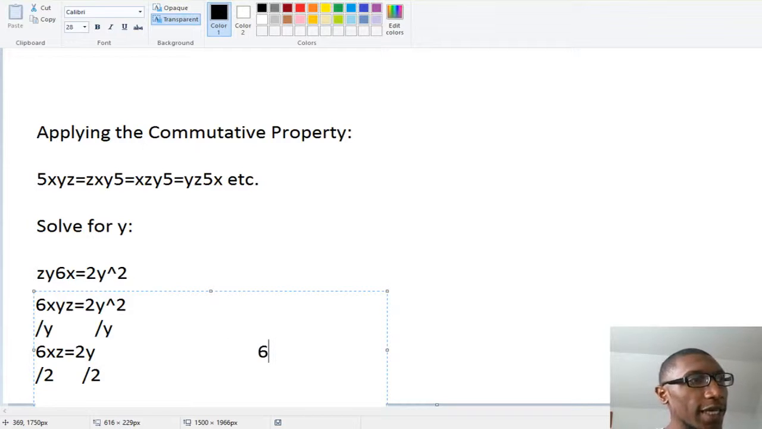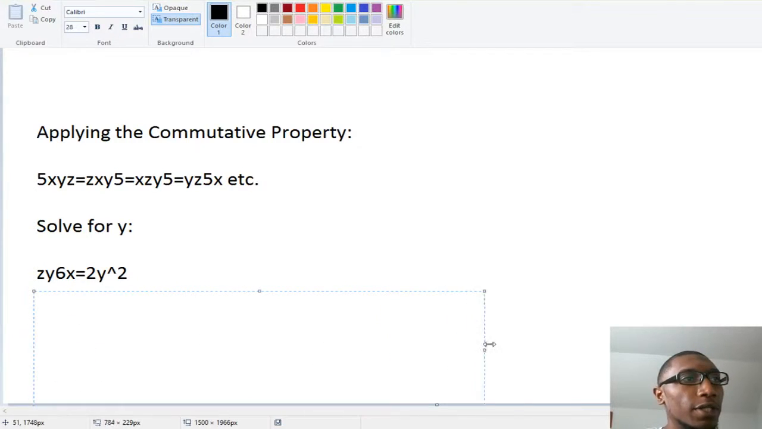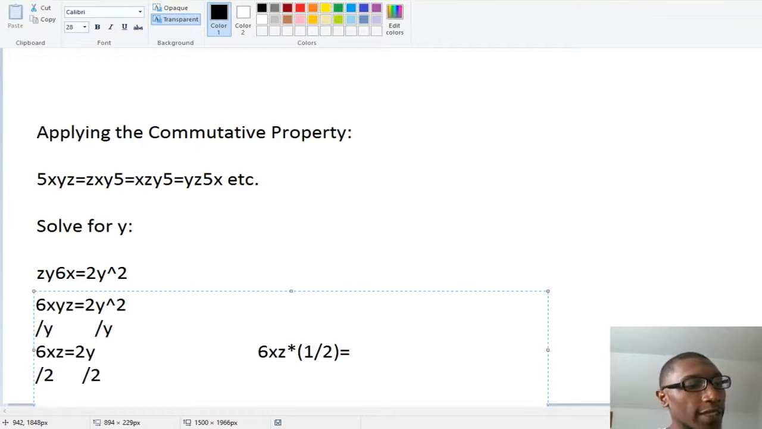If we have 6xz and we want to divide it by 2, in multiplication, what are we actually doing? We're multiplying it by a half. So we're going to say multiply by 1/2. Now if you're looking at this, again, it's all multiplication. So what we can actually do is rearrange it. Let me stretch this out a little bit so you can see it better. We can rearrange this as 6 multiplied by 1/2 multiplied by x multiplied by z.